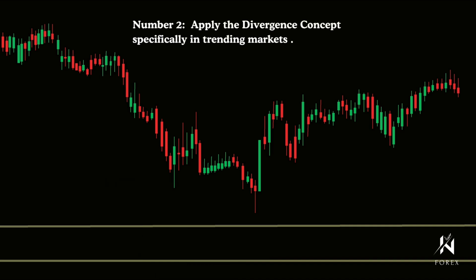Number 2. Apply the divergence concept specifically in trending markets. In sideways or ranging conditions where prices lack direction, RSI divergence signals tend to be less dependable because there's no strong trend to follow, making it harder to trade divergence signals effectively, so ensure this concept is used only when a clear trend is visible.